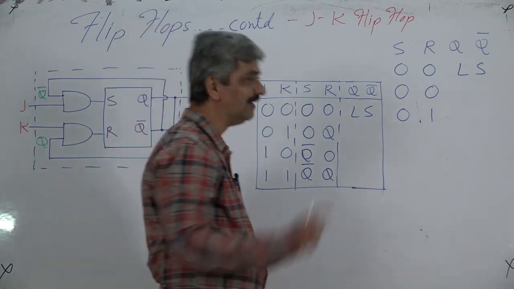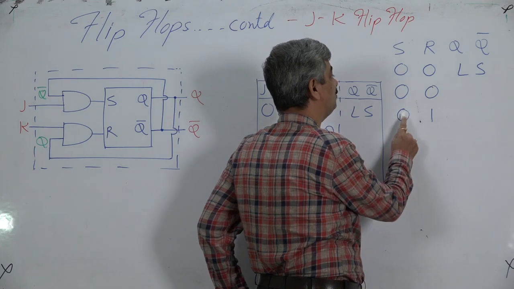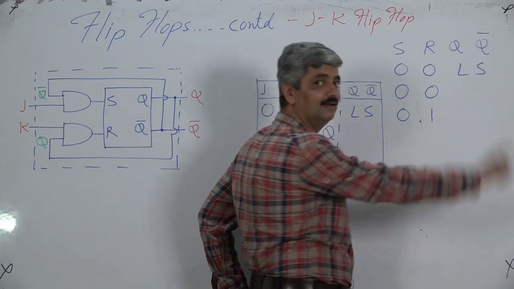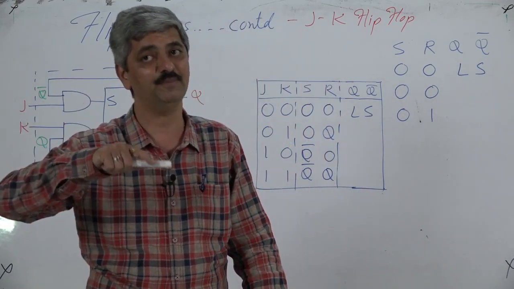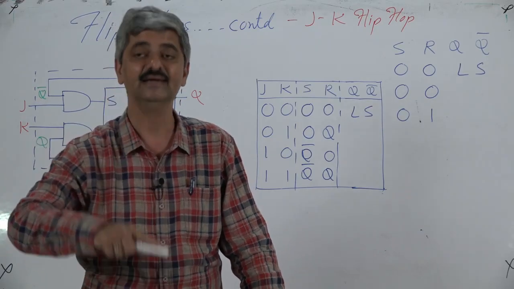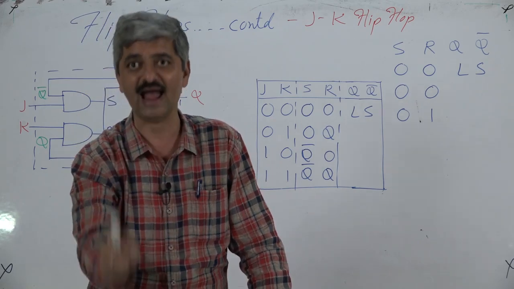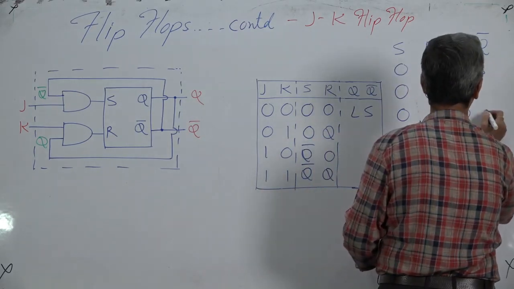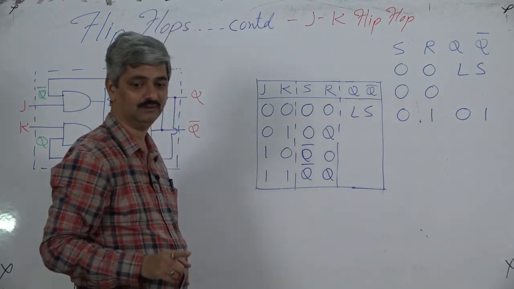Now, for SR flip-flop, if S equal to 0 and R equal to 1, what does it lead to? You might be recollecting, for SR flip-flop, the truth table says if S is 0 and R is 1, it gives me a fixed output Q equal to 0 and Q bar equal to 1. So here I can compute Q equal to 0 and Q bar equal to 1.